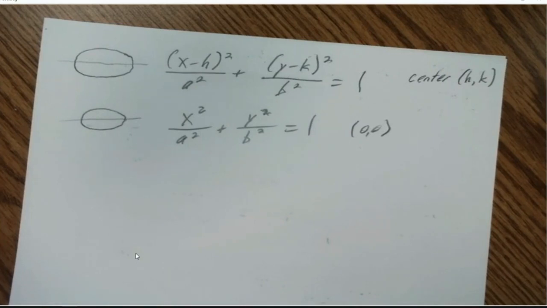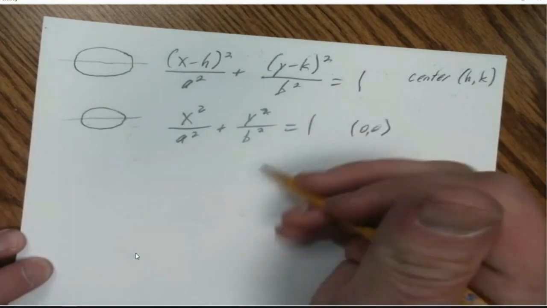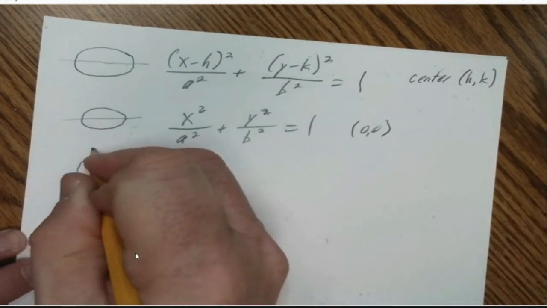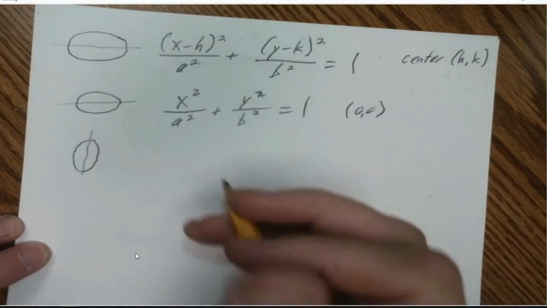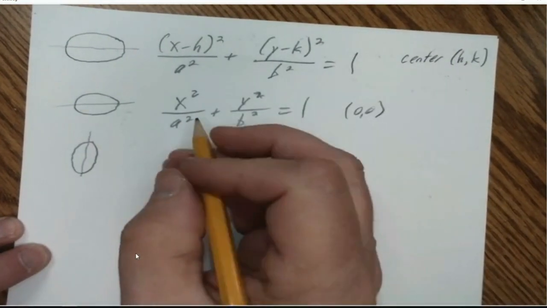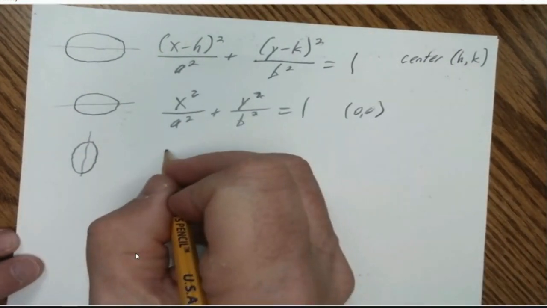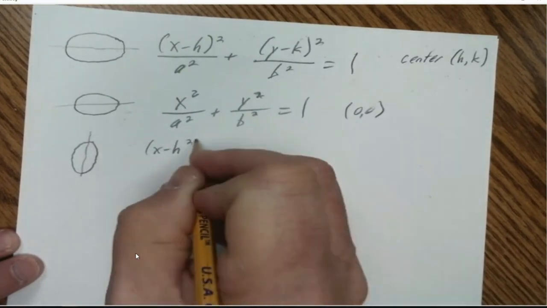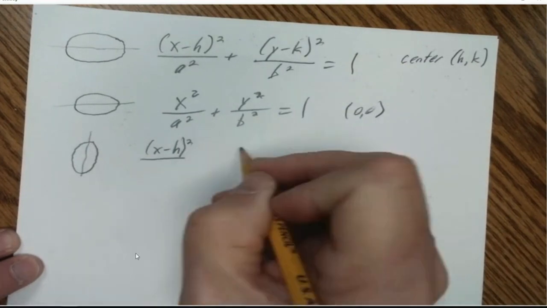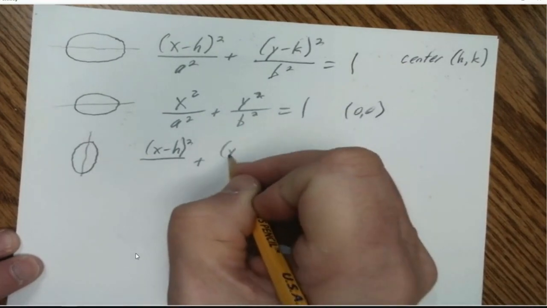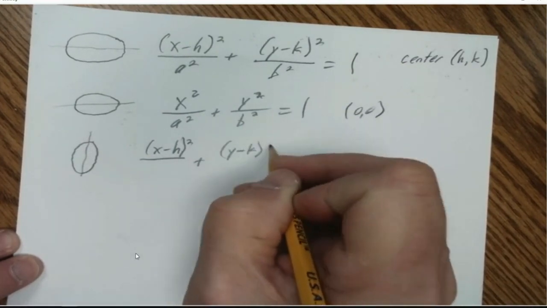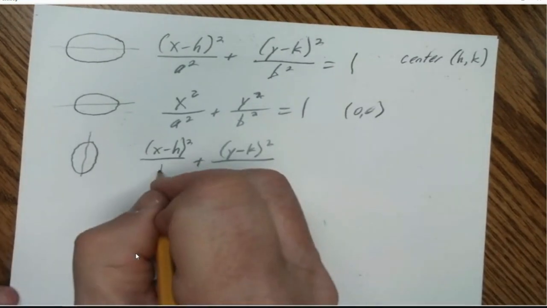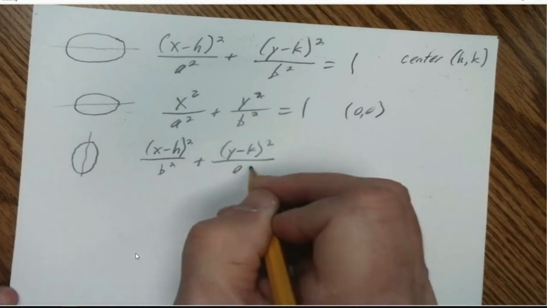If we have one that is vertical, let's do the equation for a vertical ellipse. The major one is vertical. Then what happens is we switch. I'm going to do these with the x minus h again. X minus h squared and the y minus k squared. But what happens is these trade places.